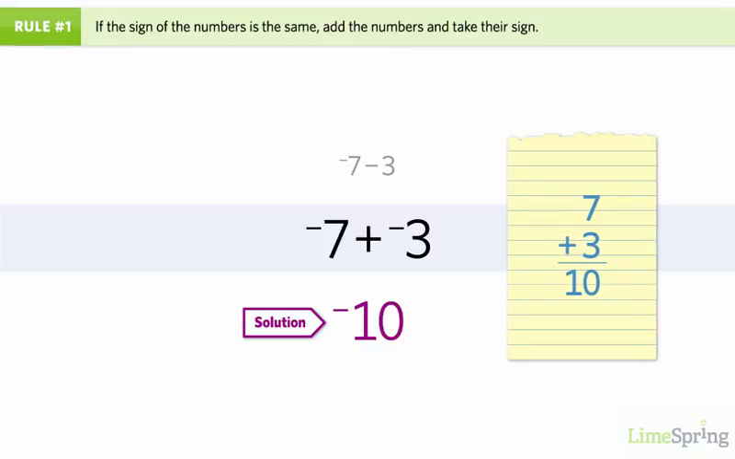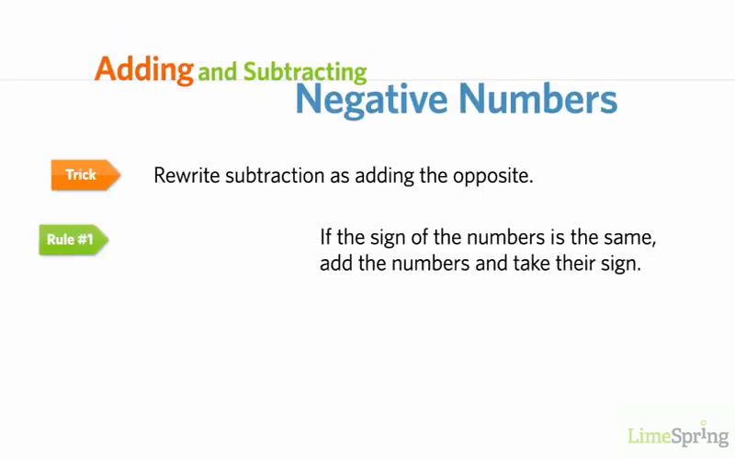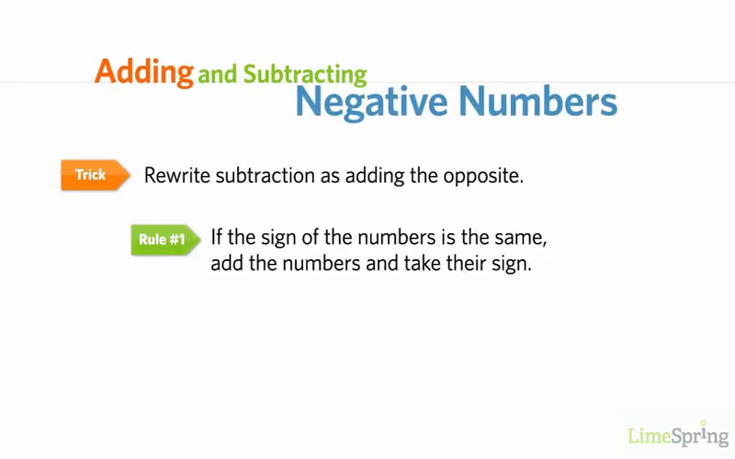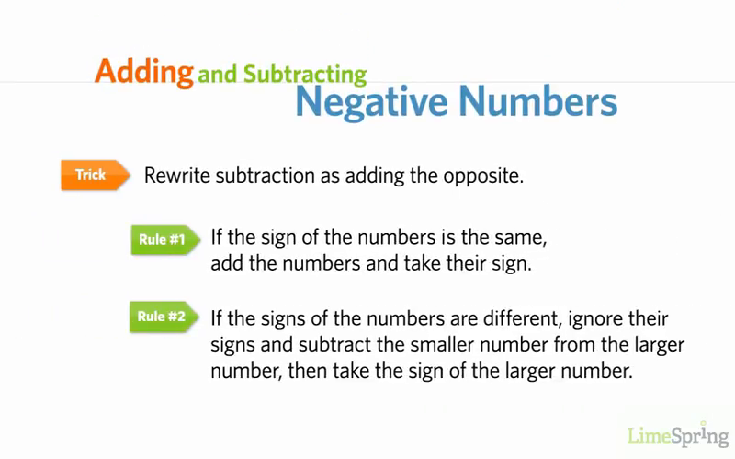Okay, now what if the signs of the two numbers are different? To answer this question, we need to go on to the second rule. The second rule says that if the signs of the two numbers are different, ignore their signs and subtract the smaller number from the larger number, then take the sign of the larger number.